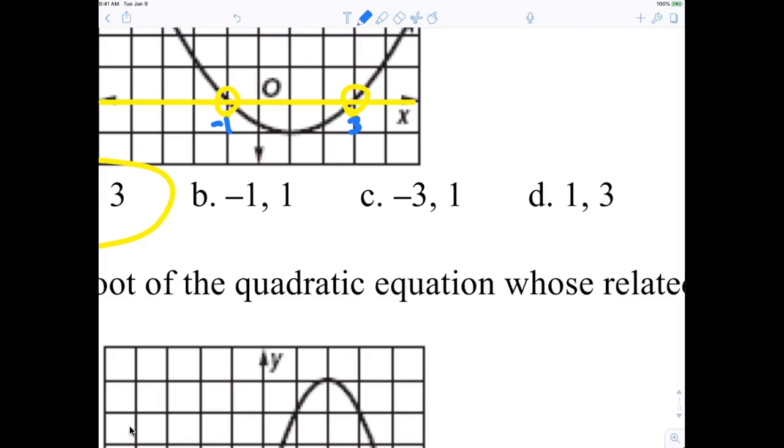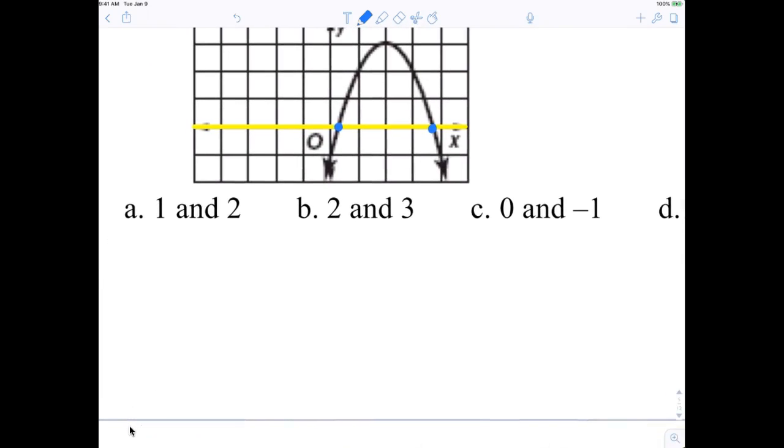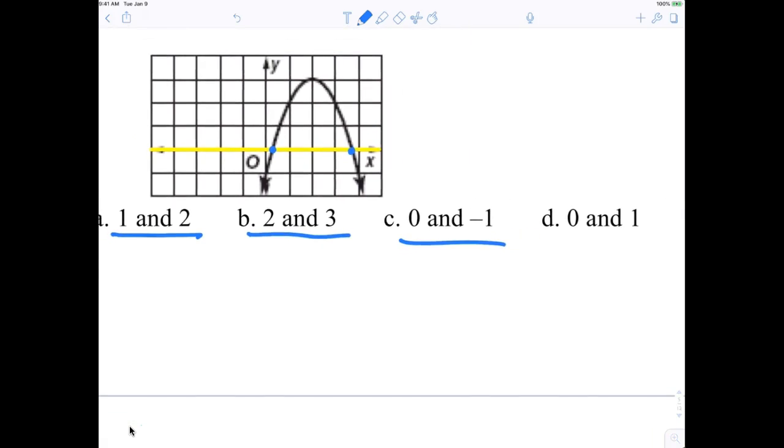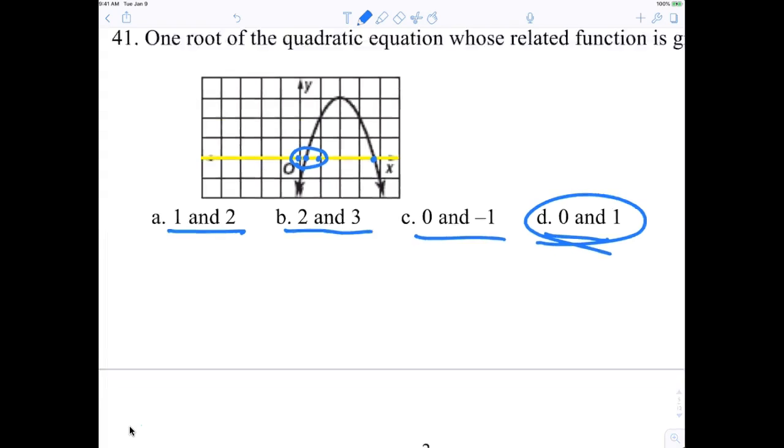Yeah. Okay. So, is there a 0 between 1 and 2? Is there a 0 between 2 and 3? Between 0 and -1? Or is it between 0 and 1? Here's 0 right here. Here's 1. So it's got to be between there. 0 and 1. Everybody okay with that? All right, here we go.